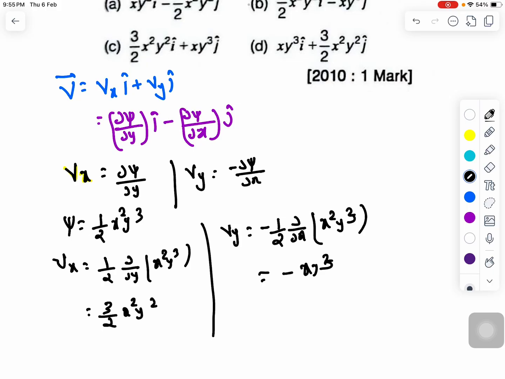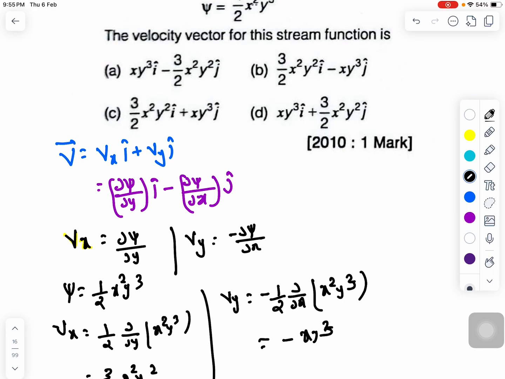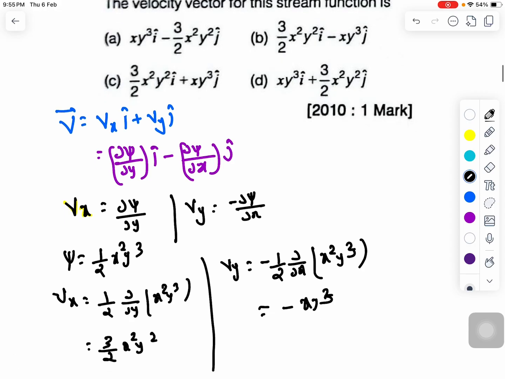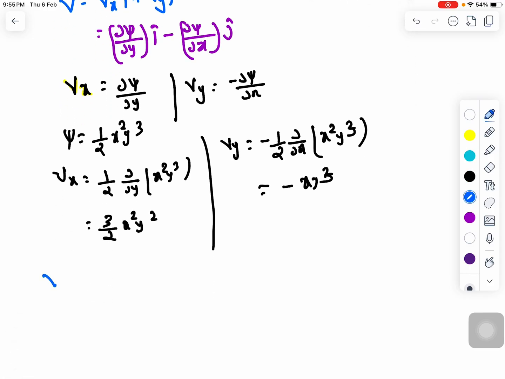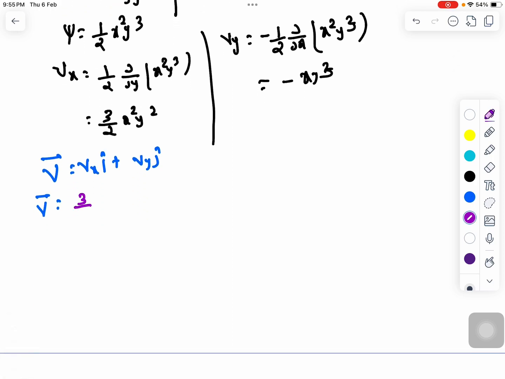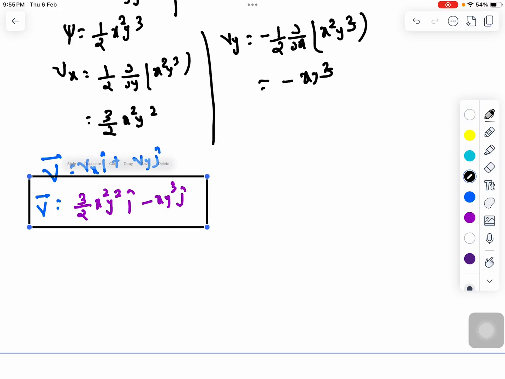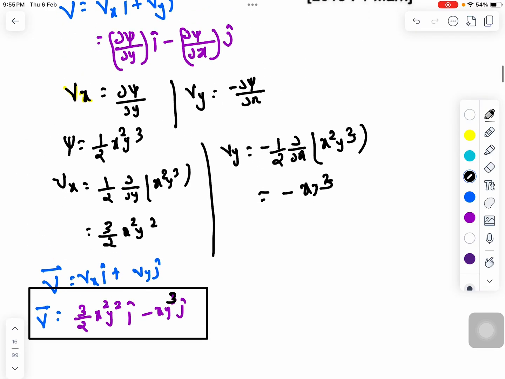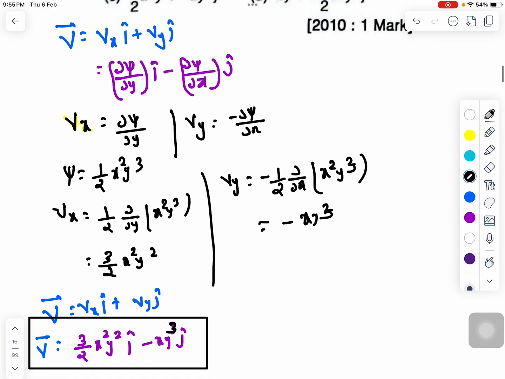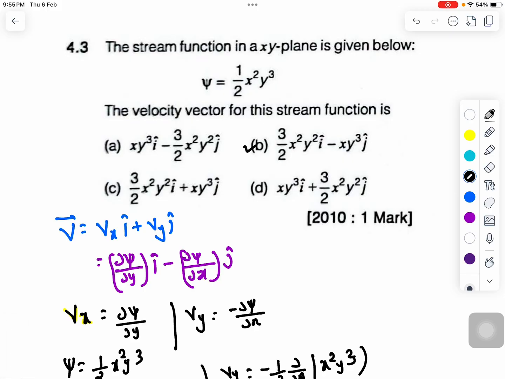So you have calculated the components of velocity along x and y direction. So the v vector can be written as vx i plus vy j. So the v vector will be equal to vx, which is 3 by 2 x square y square i cap, minus x y cube j cap. From here you can match your options, which of the following options are correct, and you will get the answer. Is that clear? So you can say that 3 by 2 x square y square i minus x y cube j. So option B will be your correct answer. Is that clear?